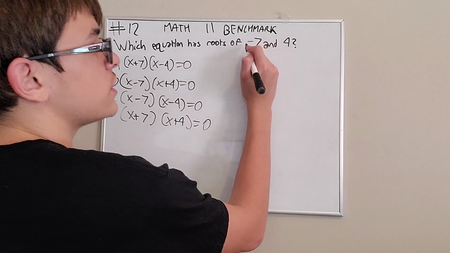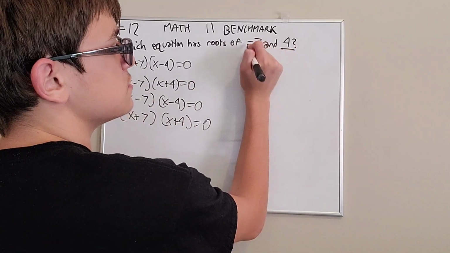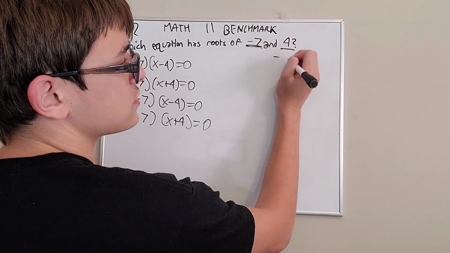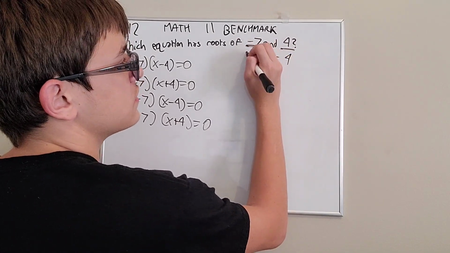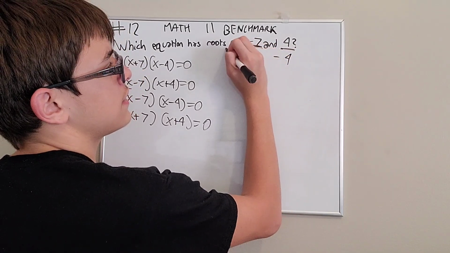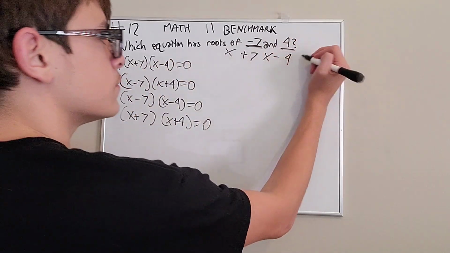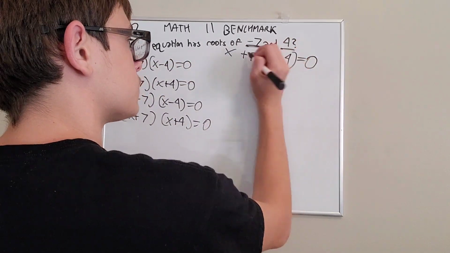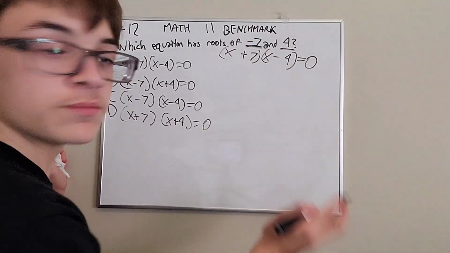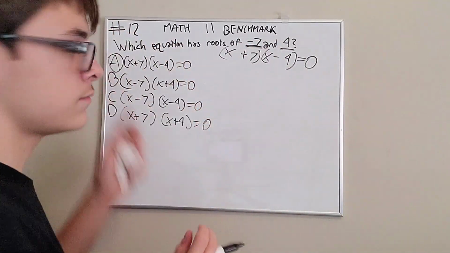So we see the roots are -7 and 4. This means that to get to 0, you would have to subtract 4, and to get to -7, you would have to add 7. That means that x plus 7 and x minus 4 equals 0. See? Very easy, very simple. The answer is A.